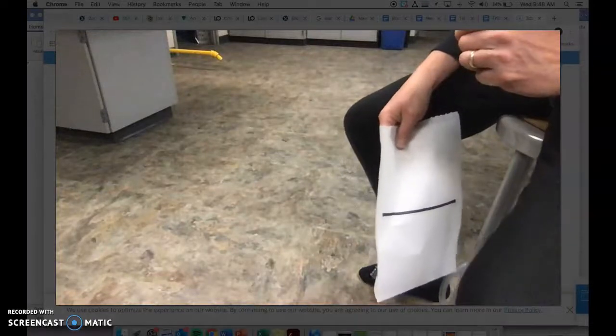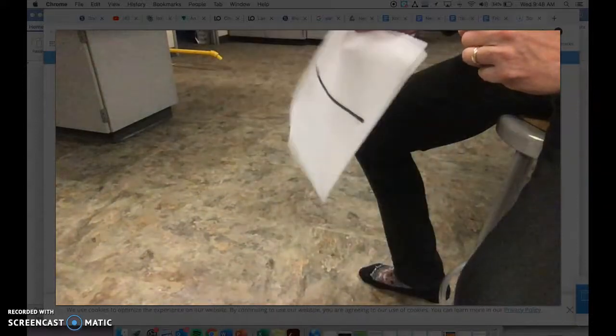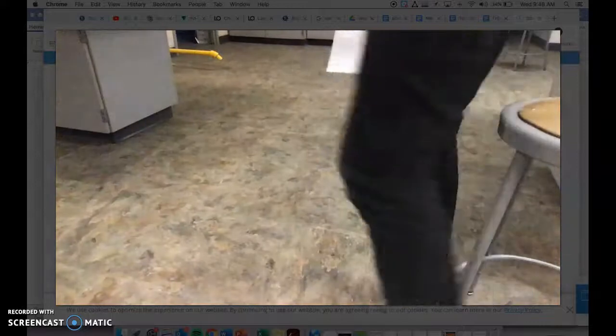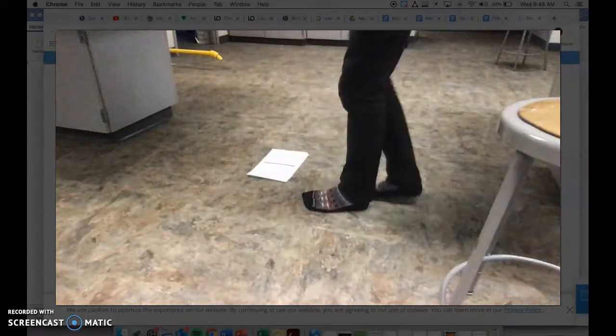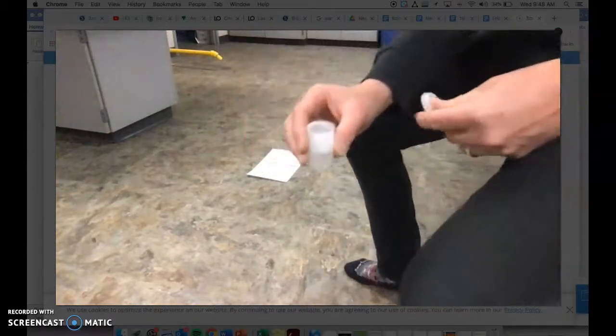Kodak Cannon Lab, Newton's third law. Here's my paper towel with the starting line on it. I'm going to put it on the floor, and I'm going to make sure that I've got lots of room. Now here is my cannon.